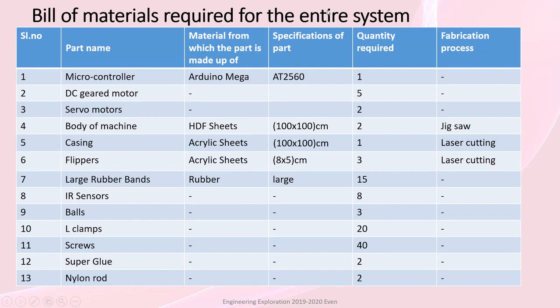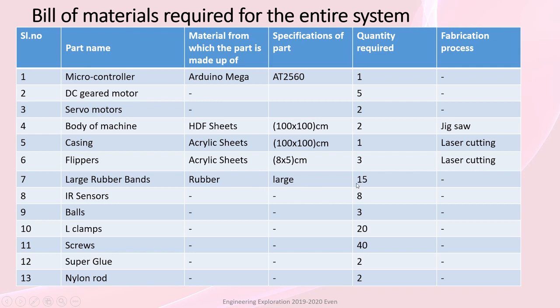Bill of materials required for the entire system. We are using a microcontroller, the Arduino Mega, quantity 1. DC geared motors 5, servo motors 2. Body of the machine, made up of HDF sheets, quantity 2, fabrication by jigsaw. Casing is acrylic sheets, quantity 1, using laser cutting. Flippers, same acrylic sheets, quantity 3, using laser cutting.